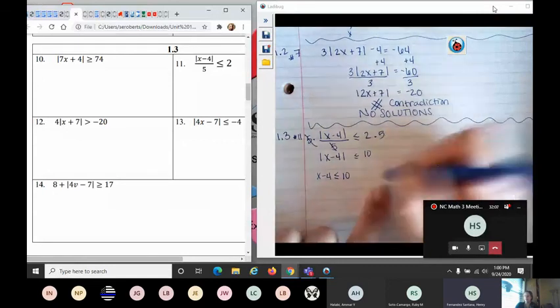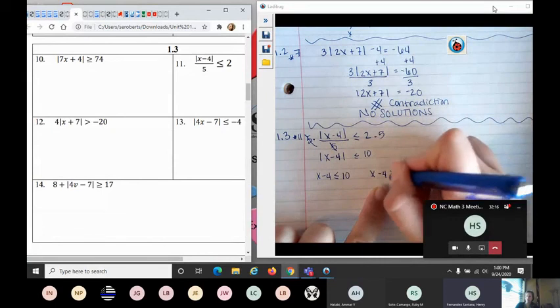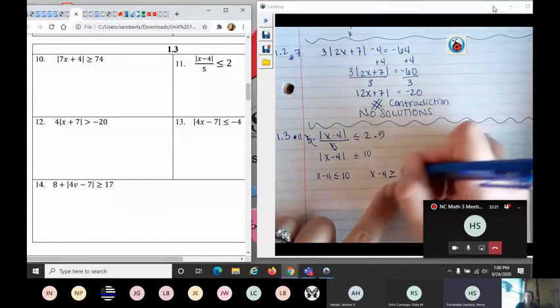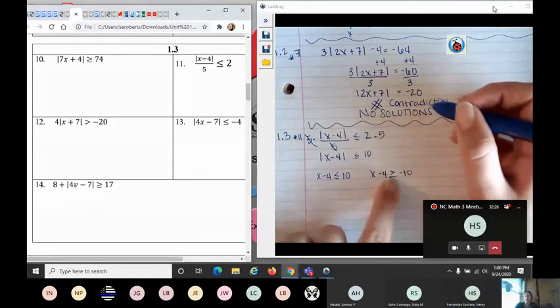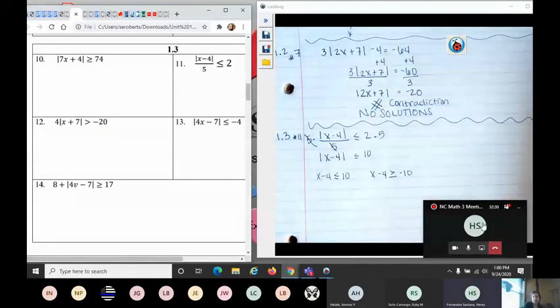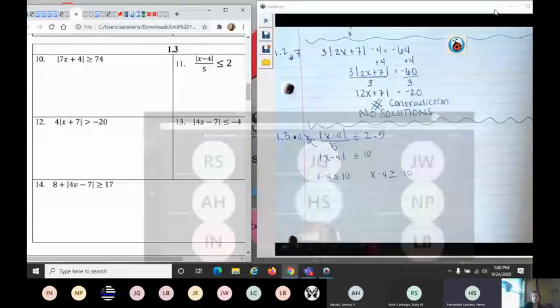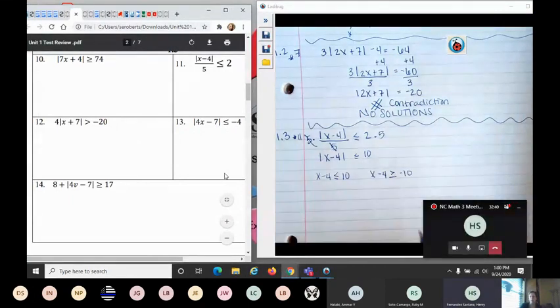And then for the next one, we'll have x minus 4 is what? Greater, I mean less than or equal to 10. No, you're right. Greater than or equal to negative 10. Remember, we have one with the positive, one with the negative, and we flip the sign with the negative. Okay, so what questions does anybody have about that? I'm gonna check, I think somebody's trying to get in. Okay, so what questions does anybody have about how we split those two inequalities?